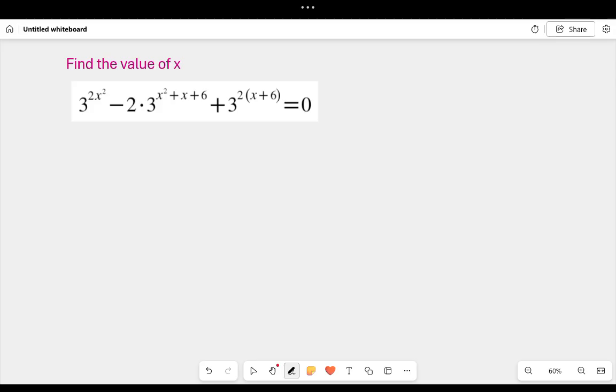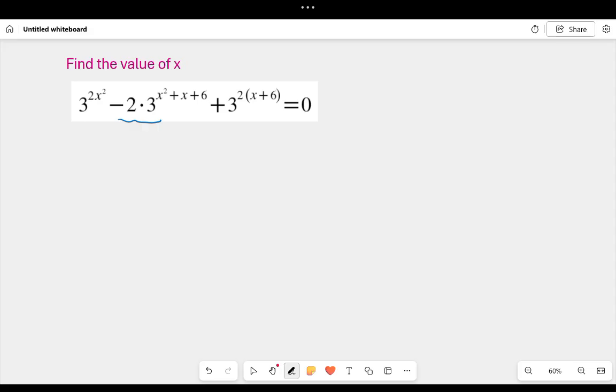This is a super tricky Olympiad question. Now, here is the trick. If you look at here, we have minus 2 times 3^(x²) plus x plus 6. This is the trick. Now, clearly, this equation has been developed in the same concept, or rather from binomial expansion.